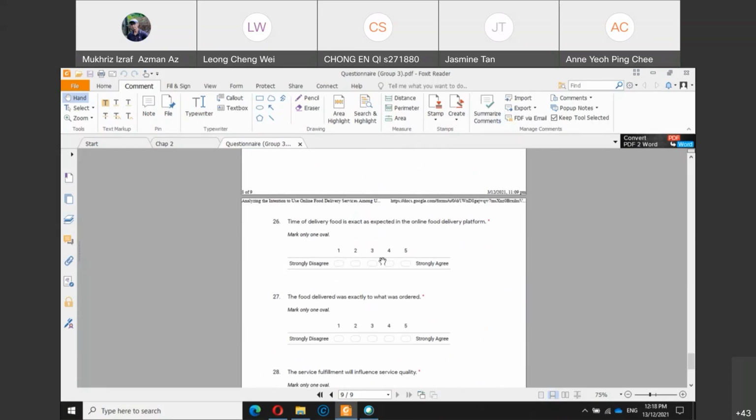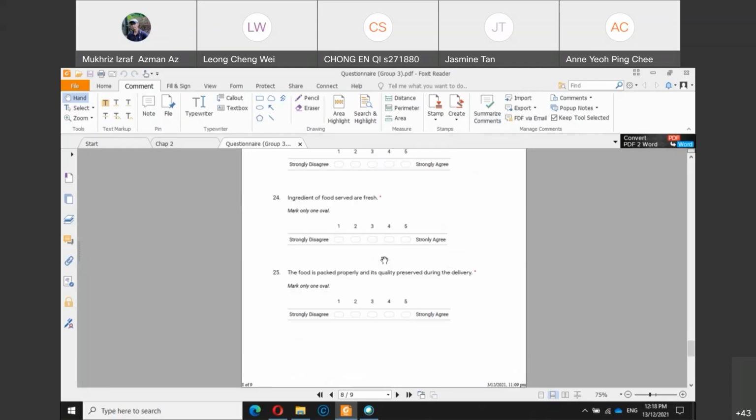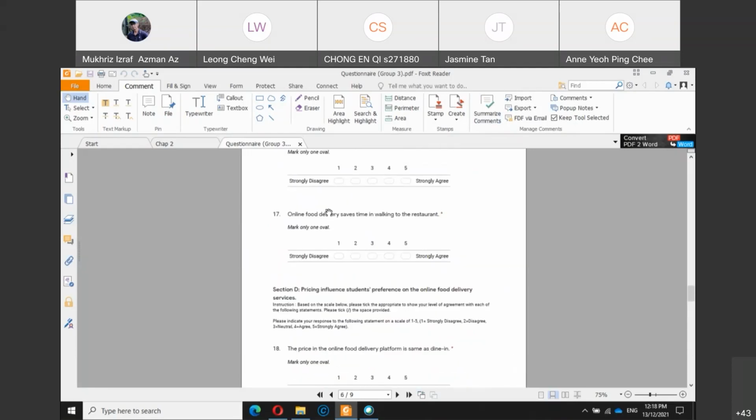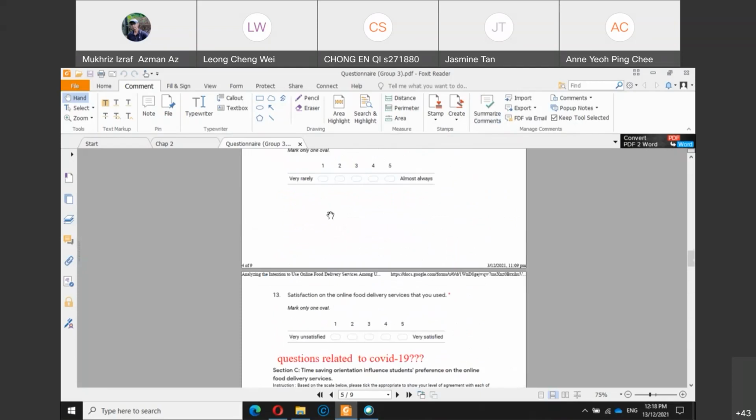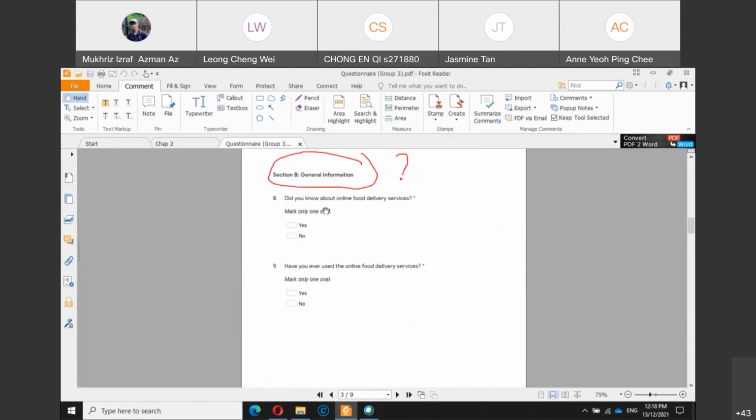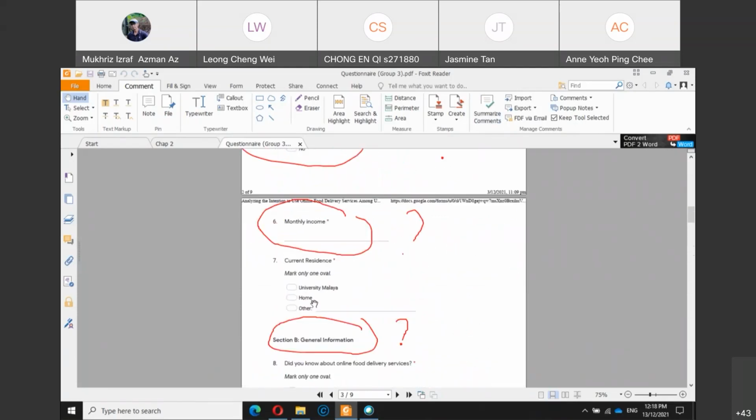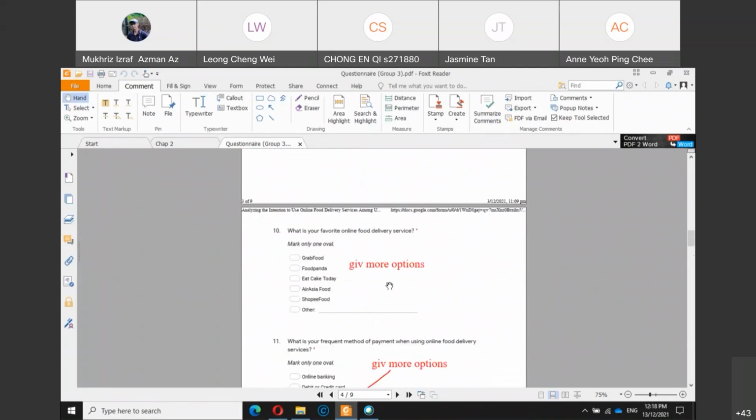Group 3. Yes. It's mainly focused on those who are staying on campus. But then you ask the question, are you at home or at campus? So if the students are not at Universiti Malaya, then the rest of the questions are not relevant to them.